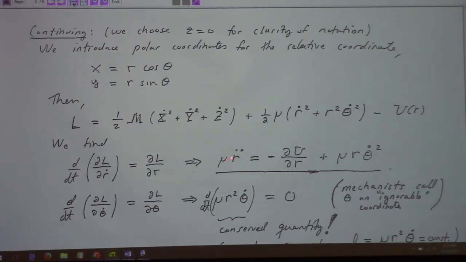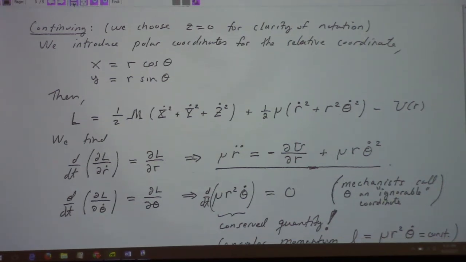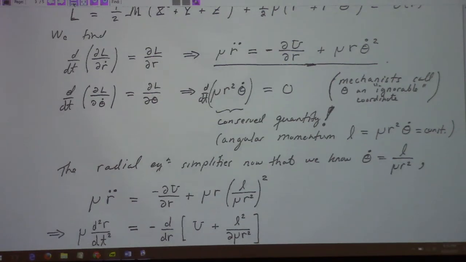We get that mu r double dot is minus partial U partial r plus mu r theta dot squared. And we get that partial L partial theta dot is this. And that's very important because that means that whatever's in here is a conserved quantity, it doesn't change with time. And that, of course, is nothing more than angular momentum. There you go. That's one of Kepler's laws, essentially, that angular momentum is conserved. It amounts to equal areas swept out in equal times, right? But that's conservation of angular momentum right there.